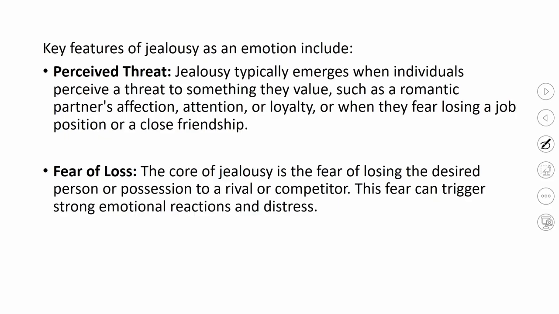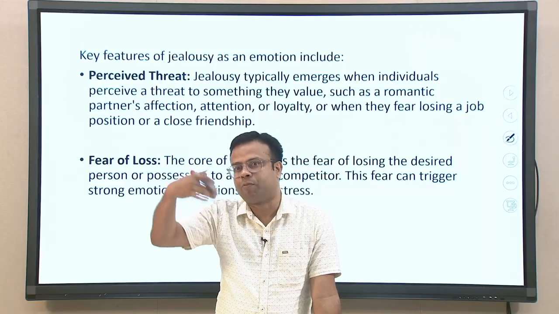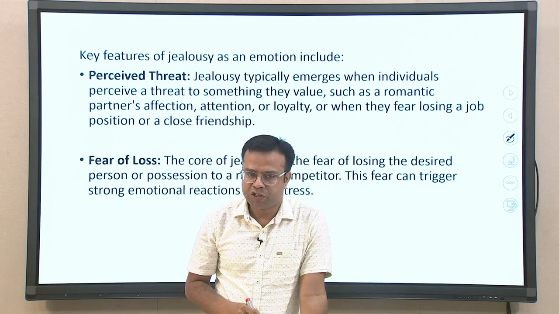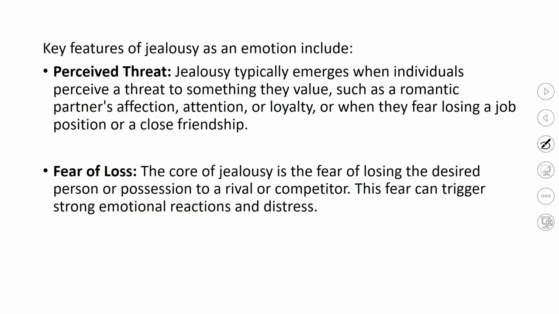So, some of the key features of jealousy as an emotion: jealousy is always associated with some kind of threat, that you feel some relationship is under threat because of someone else, another person. It typically emerges when individuals perceive a threat to something they value, mostly in the relationship context, such as romantic partners, affection; you think there is a threat or someone else is a threat. Then it is also associated with fear of loss, because threat is always associated with loss. These are connected to one another.